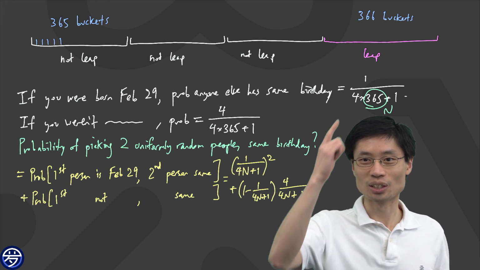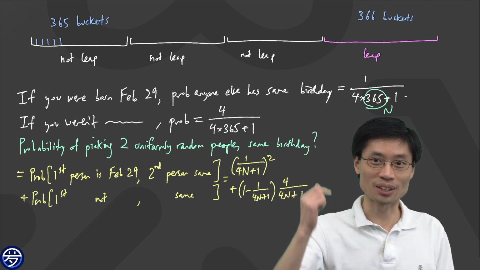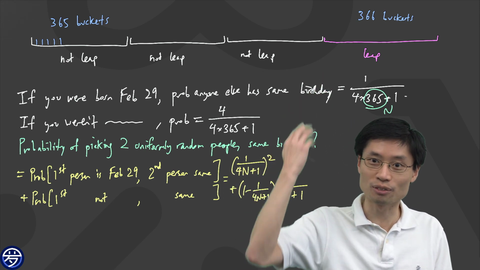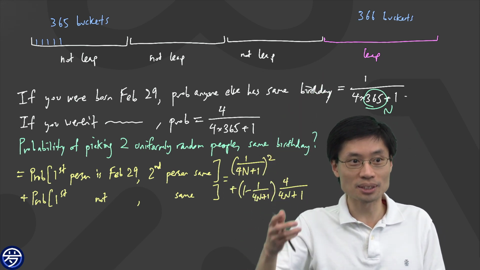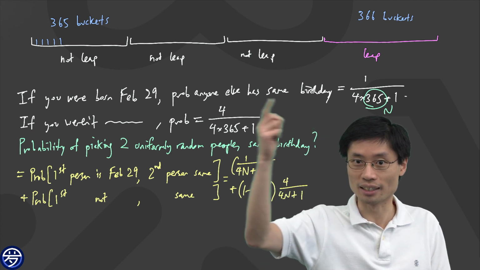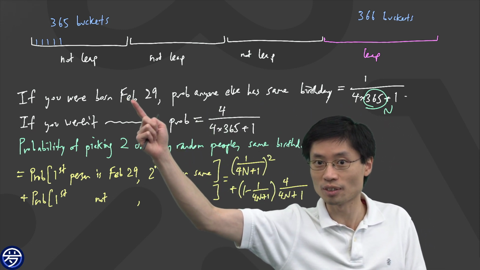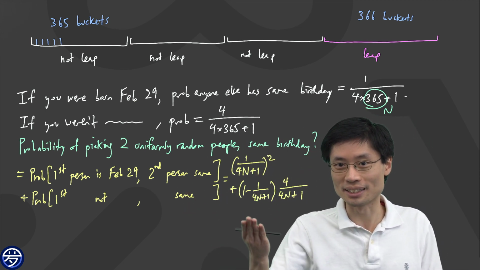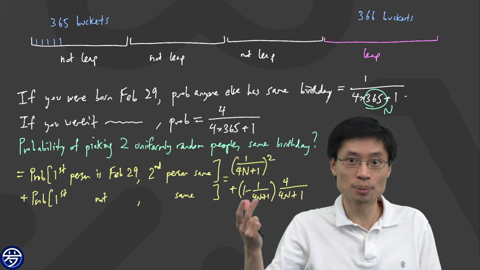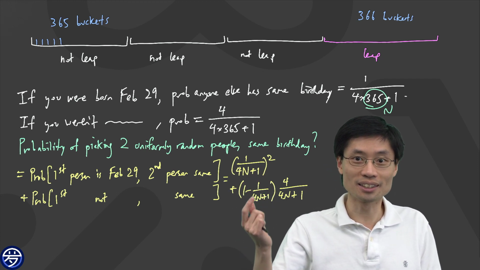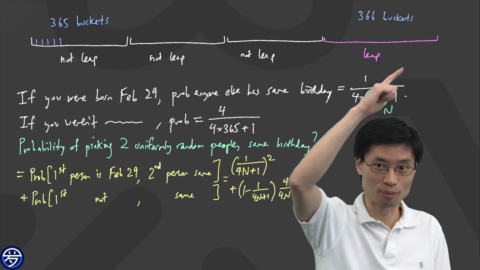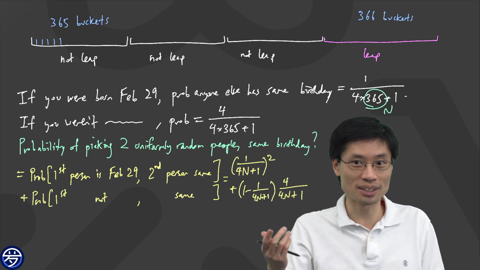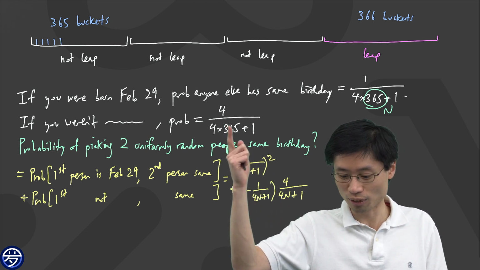Is that okay? So I just said I don't want to keep writing 365, I'm going to call it n. And so what's the chance that the first person was born on February 29th? 1 over 4n plus 1. What's the chance the second person has the same birthday? Well, I just calculated that. If one person was February 29th, the second person having the same birthday is that probability. Second piece is, what's the chance the first person's not born February 29th? That will be 1 minus the chance of being February 29th, times the probability that the second person has the same birthday, which I already calculated. It's this 4 over 4n plus 1.